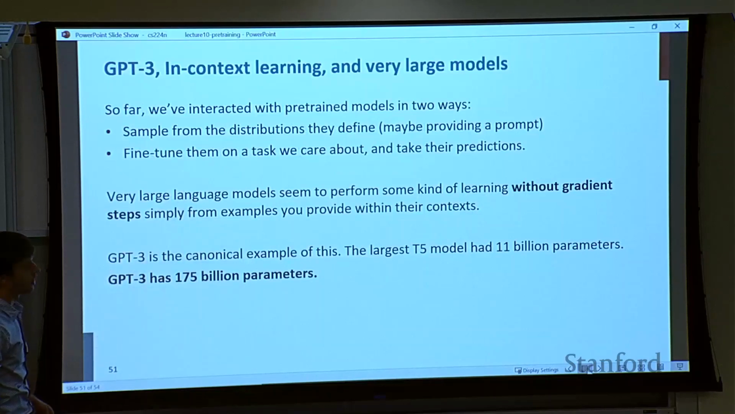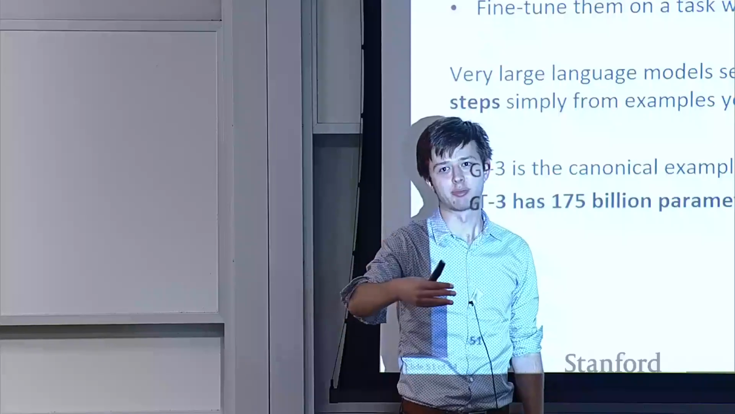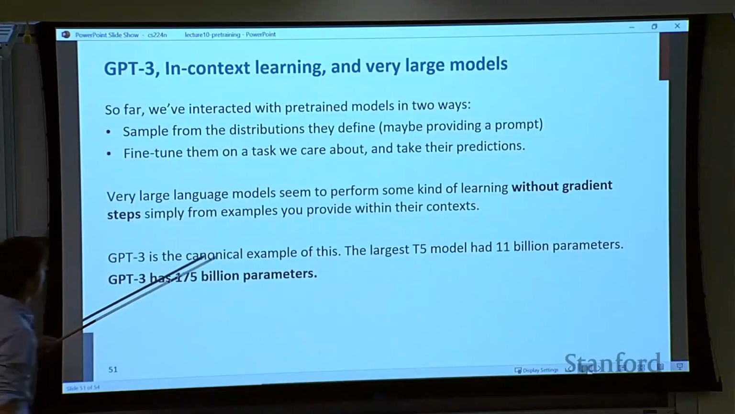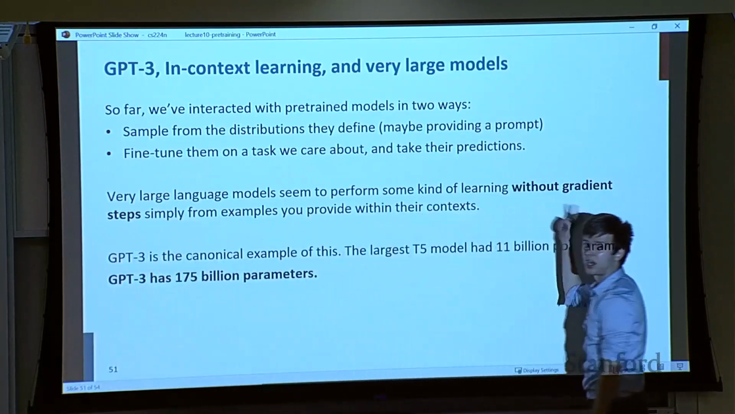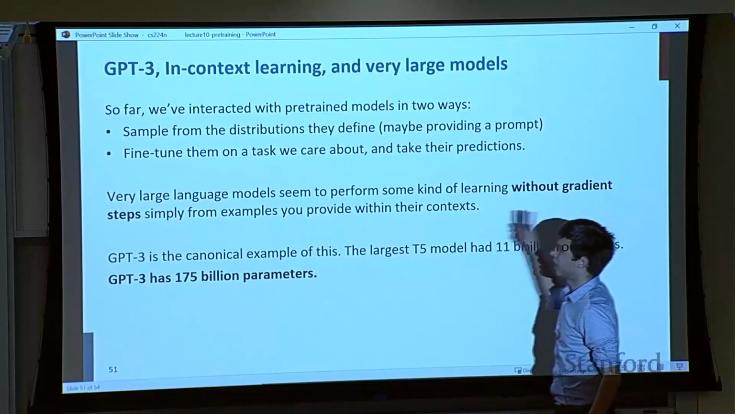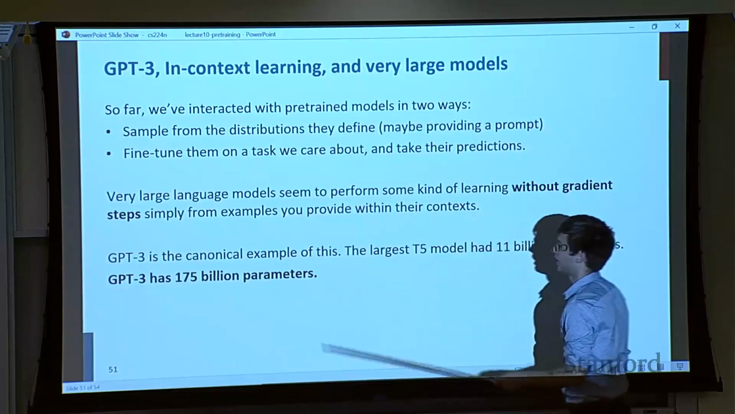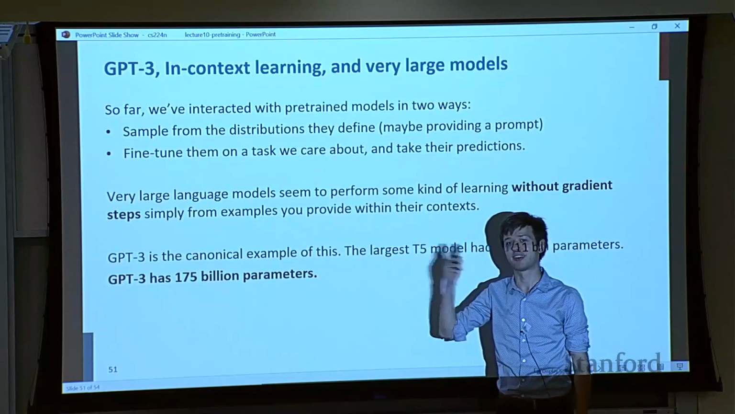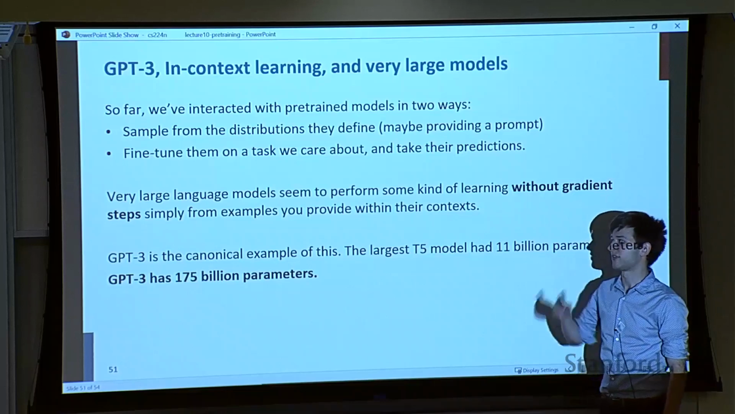So with GPT-3, the last thing here is that there's this third way of interacting with models that's related to treating them as language models. GPT-3 is this very, very large model that was released by OpenAI, and it seems to be able to learn from examples in its context, its decoder context, without gradient steps, simply by looking within its history. GPT-3 has 175 billion parameters, right? The last T5 model we saw was 11 billion parameters. And it seems to be the canonical example of this working.